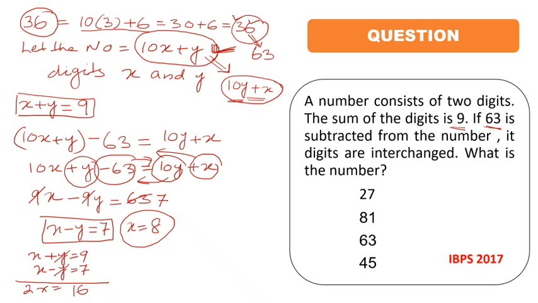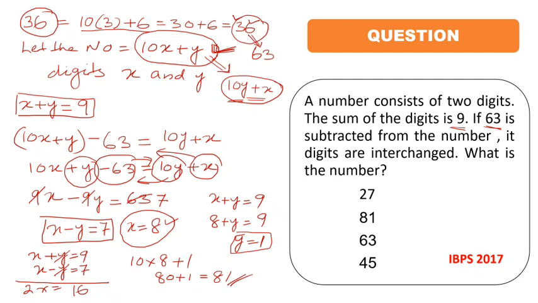Put this value of x in any one of the equations. We have x plus y is equal to 9. x we already got as 8. So 8 plus y is equal to 9. So y is equal to 1, since 8 plus 1 gives you 9. We got the value of y also. So what is our original number? 10x plus y. 10x means 10 into x, which is 10 into 8, 80, plus y, 1, will be equal to 81. So 81 is the correct answer.